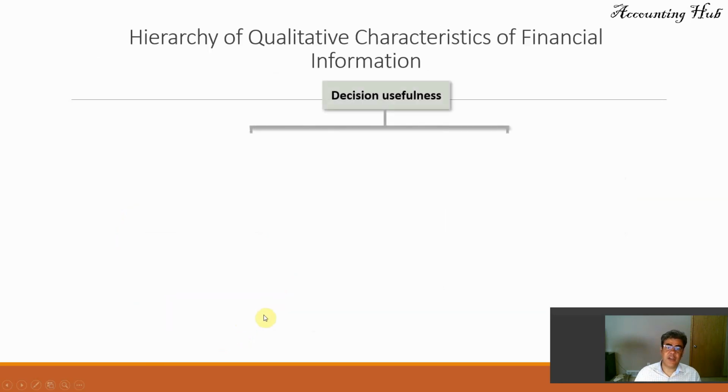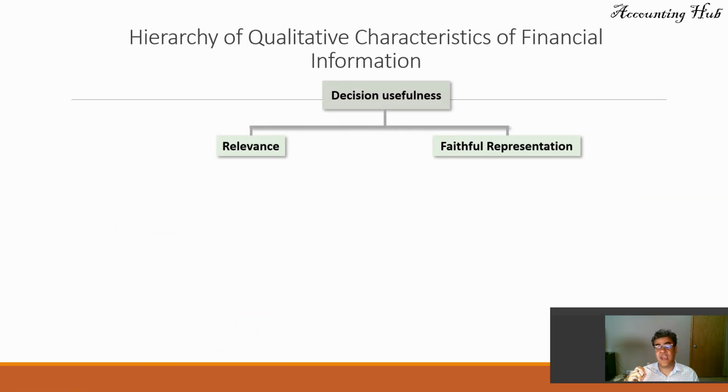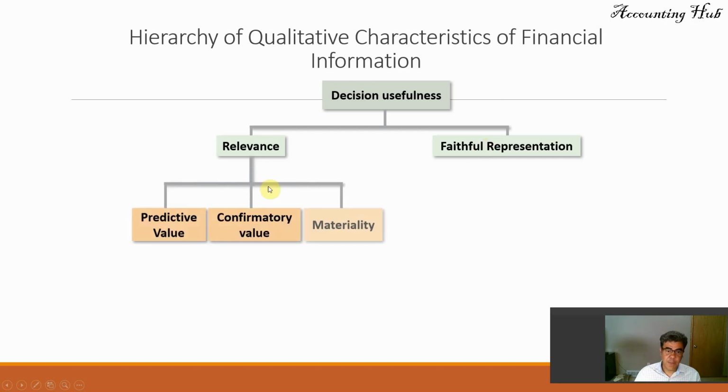So what do we have here? First of all, decision usefulness. We need useful information. And how do we measure it? By relevance and faithful representation. What is relevance? Predicted value, confirmatory value, and materiality.